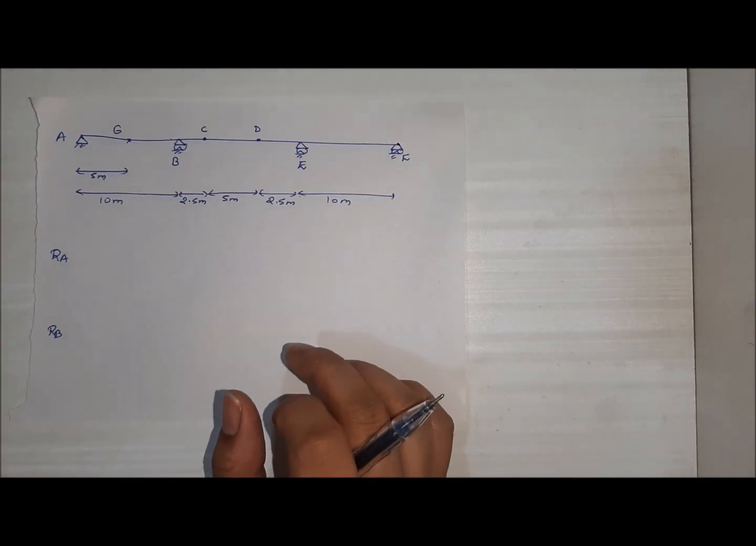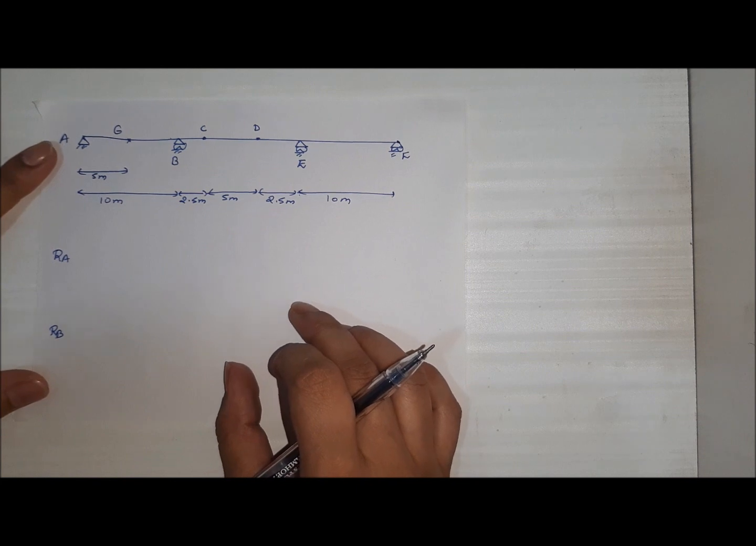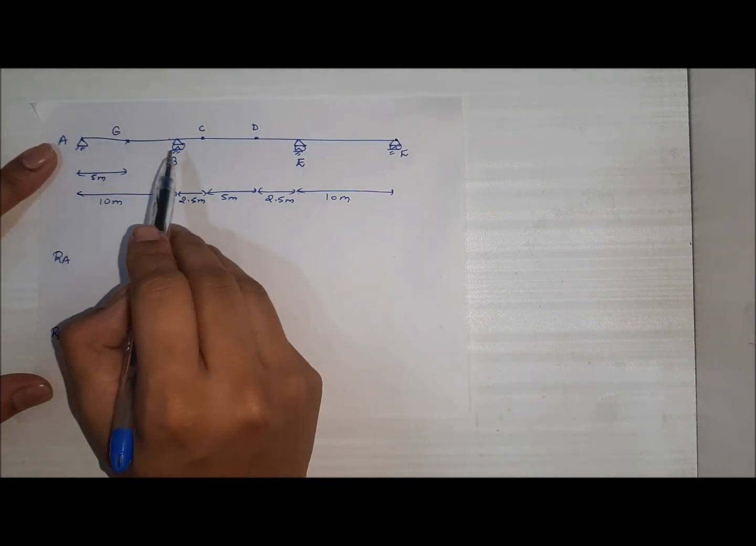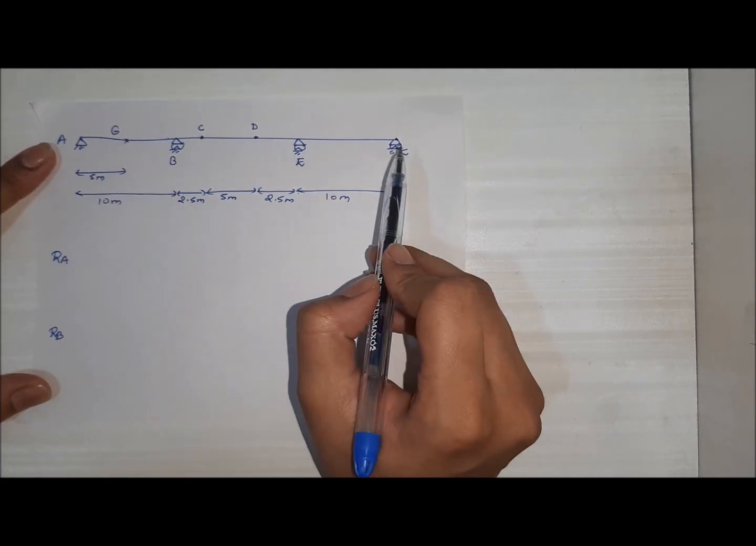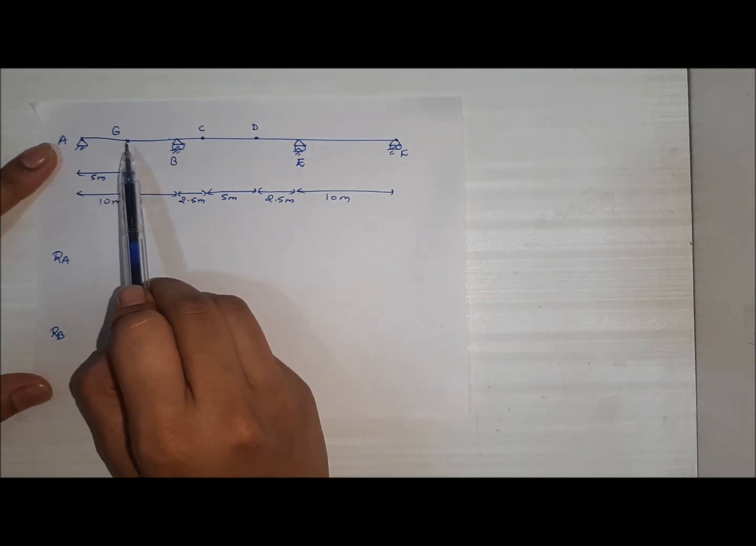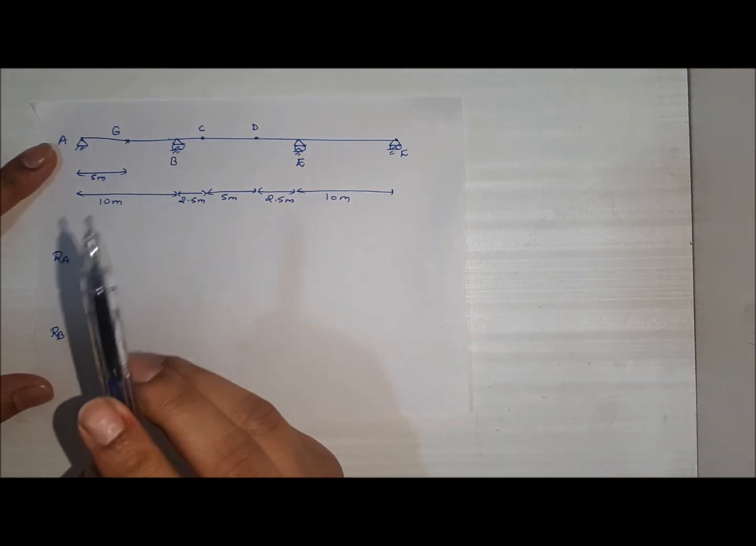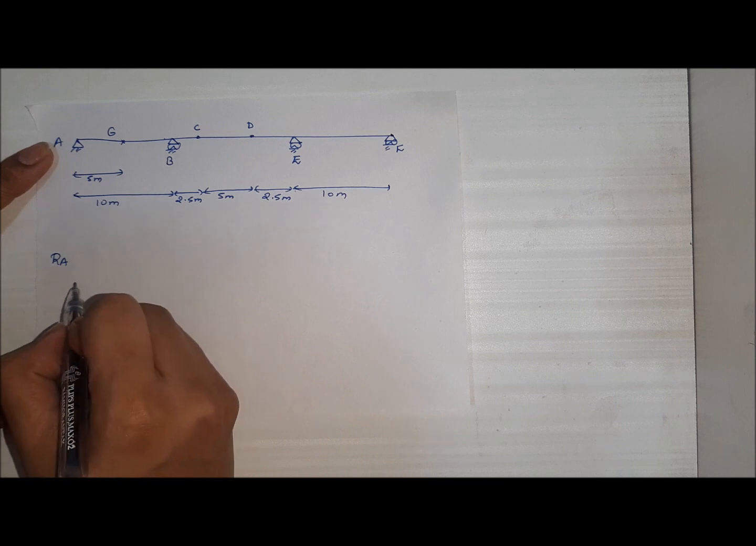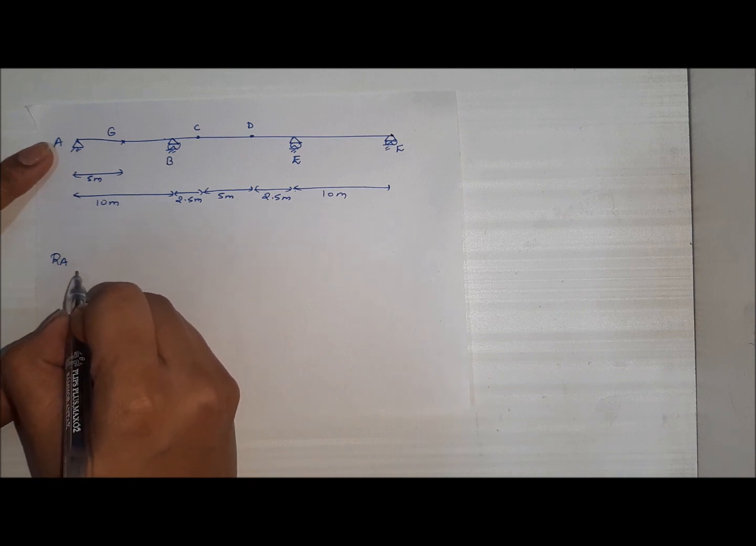Now our numerical problem is being given. It is known as a balanced cantilever having end A hinged, B roller, E roller and F roller. G is a section provided. C and D are internal hinges. Now we have been asked to plot the ILD for RA.